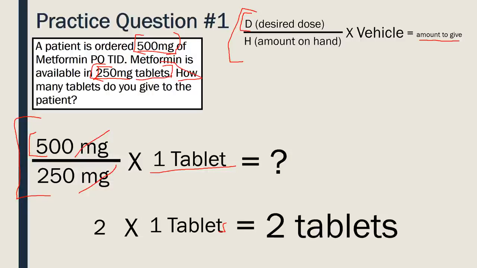And now let's double check this in order to make sure. We're going to multiply 2 tablets by what we have, by our on hand, which is 250. So 2 times 250, and that adds up. It gives us our desired dose. That's how you back check it.